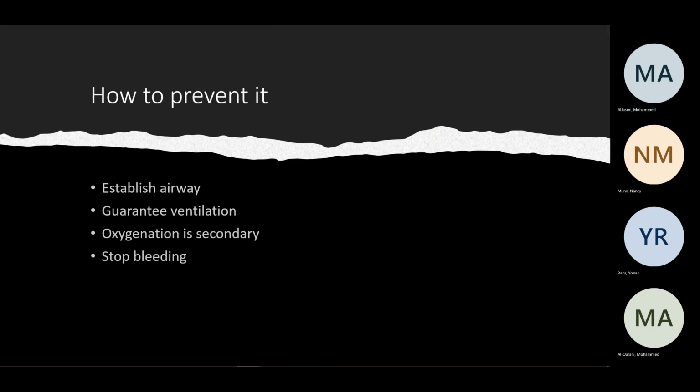So how do we prevent that? The number one thing that you want to do, of course, is to establish an airway and guarantee ventilation. Don't think about oxygen. Concentrate on ventilating the patient. A saturation of 50% does not mean anything. It will drop further if you do not get ventilation. You need to get a hole in that clot and ventilate the patient. Giving more oxygen, higher FiO2, CPAP, just get the patient to ventilate, create an airway, then stop the bleeding.